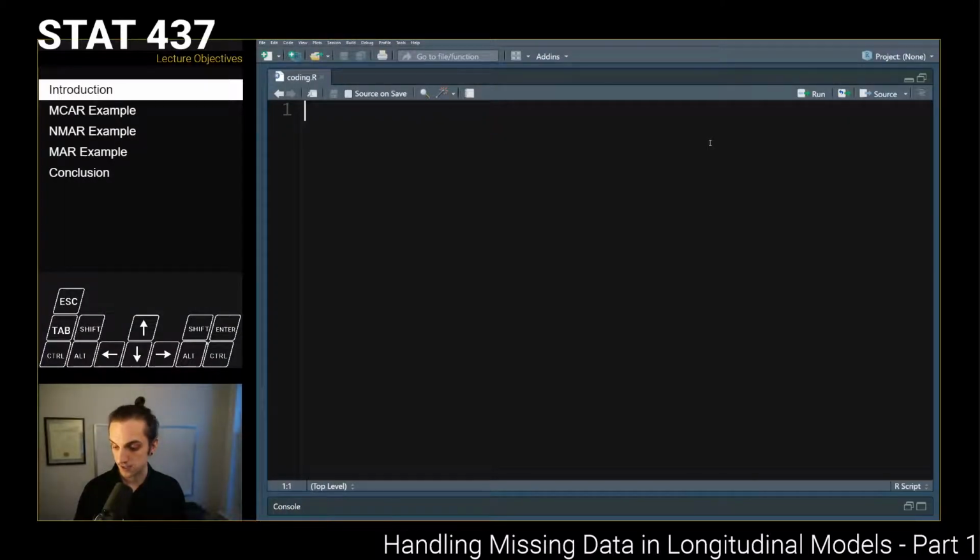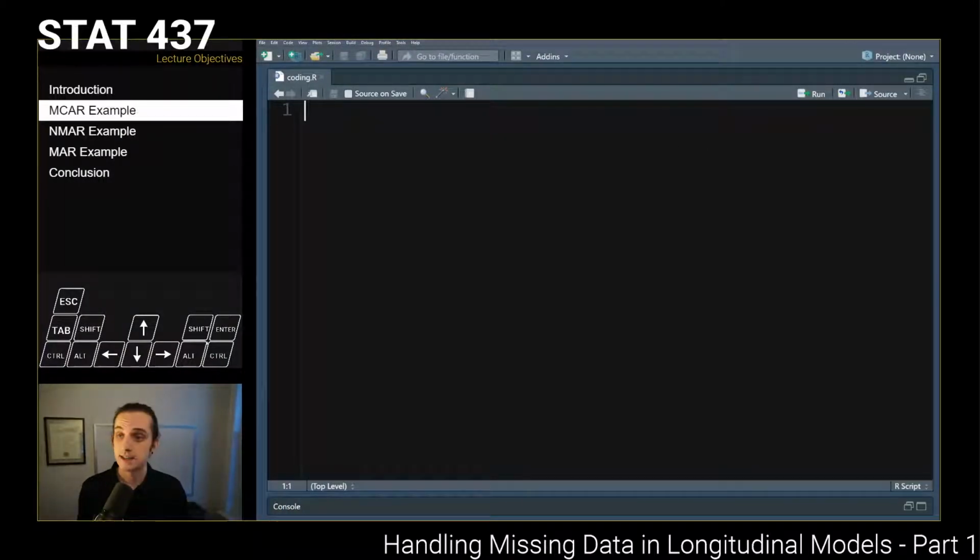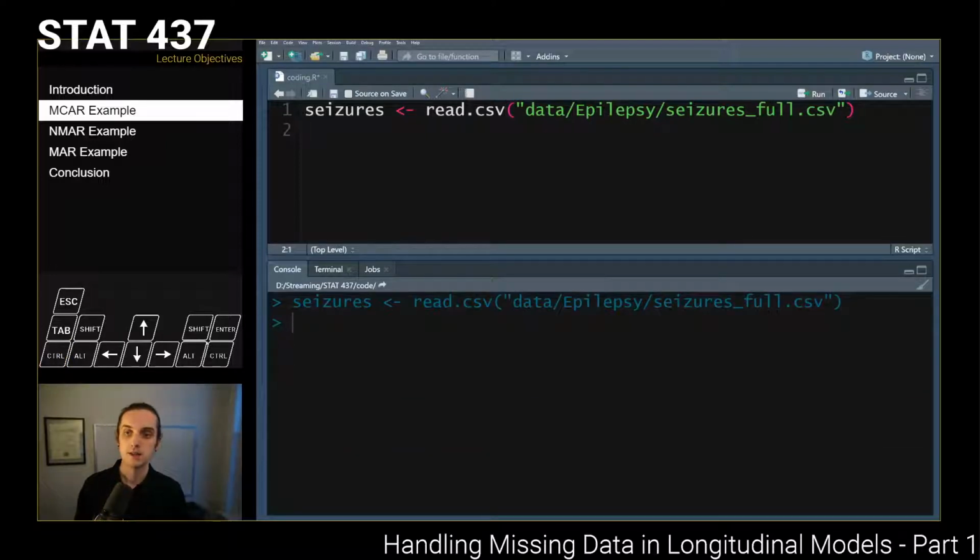and we can begin. So the first data set that I want to take a look at is actually the seizures data set, the epilepsy data set that we would have looked at in lecture 16 when we were introducing generalized estimating equations. So this data, the seizuresfull.csv, is exactly the file that we've been working with before. So I'm going to load it in, and I'm also going to copy in some of the model fitting code that we had back in lecture 16.